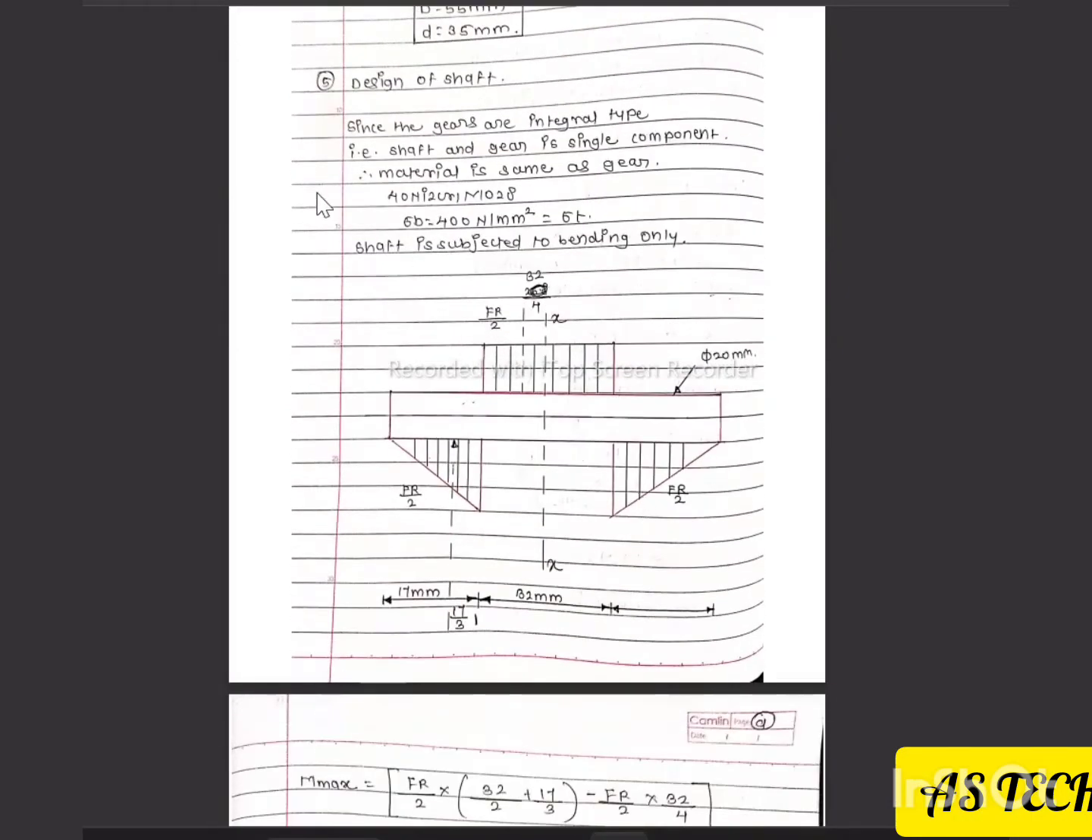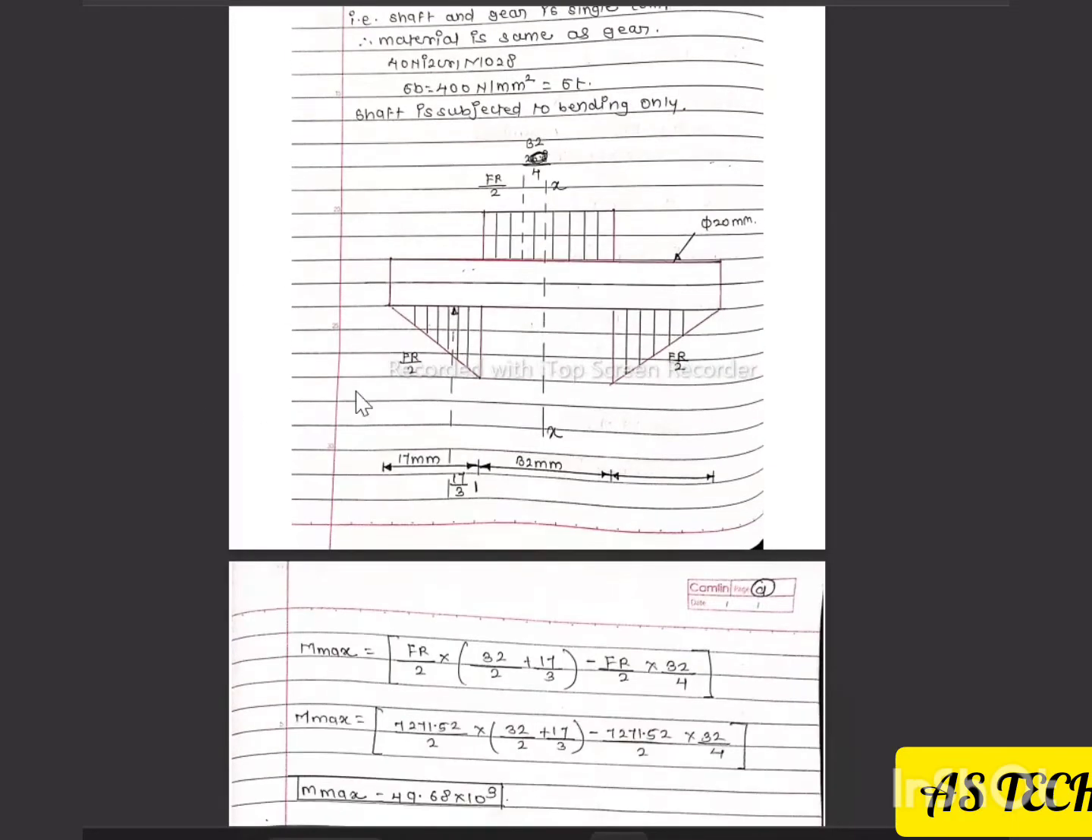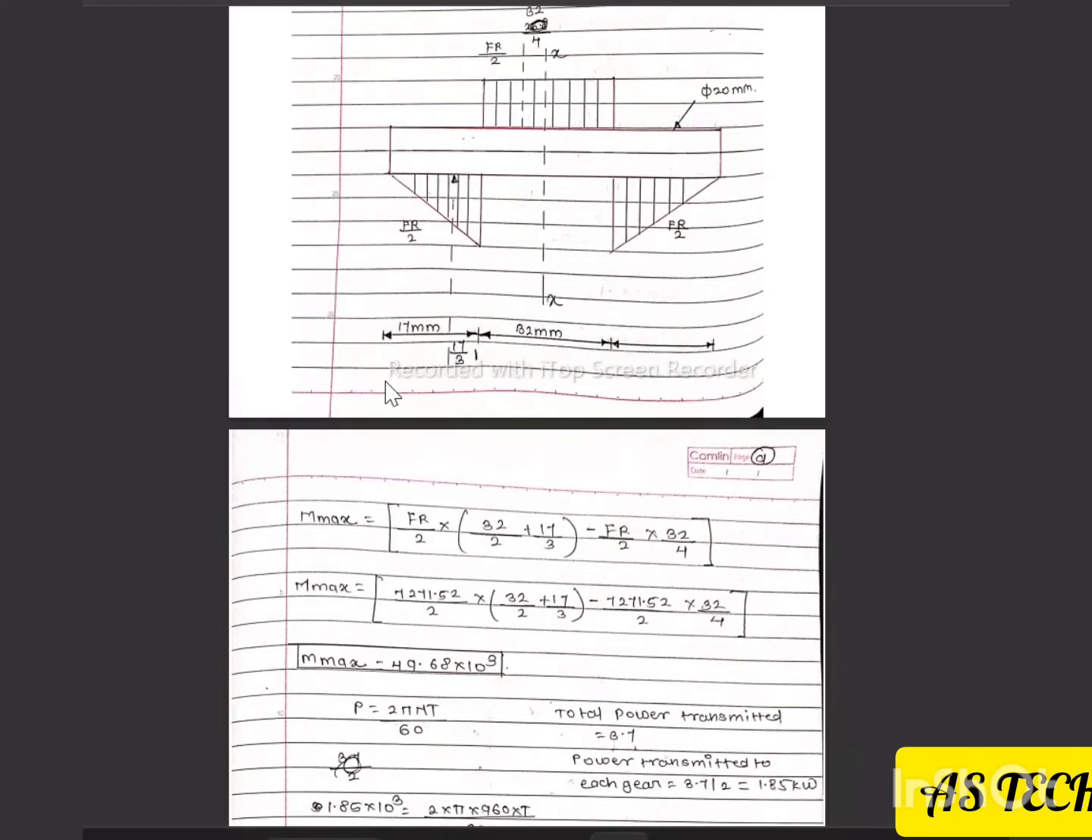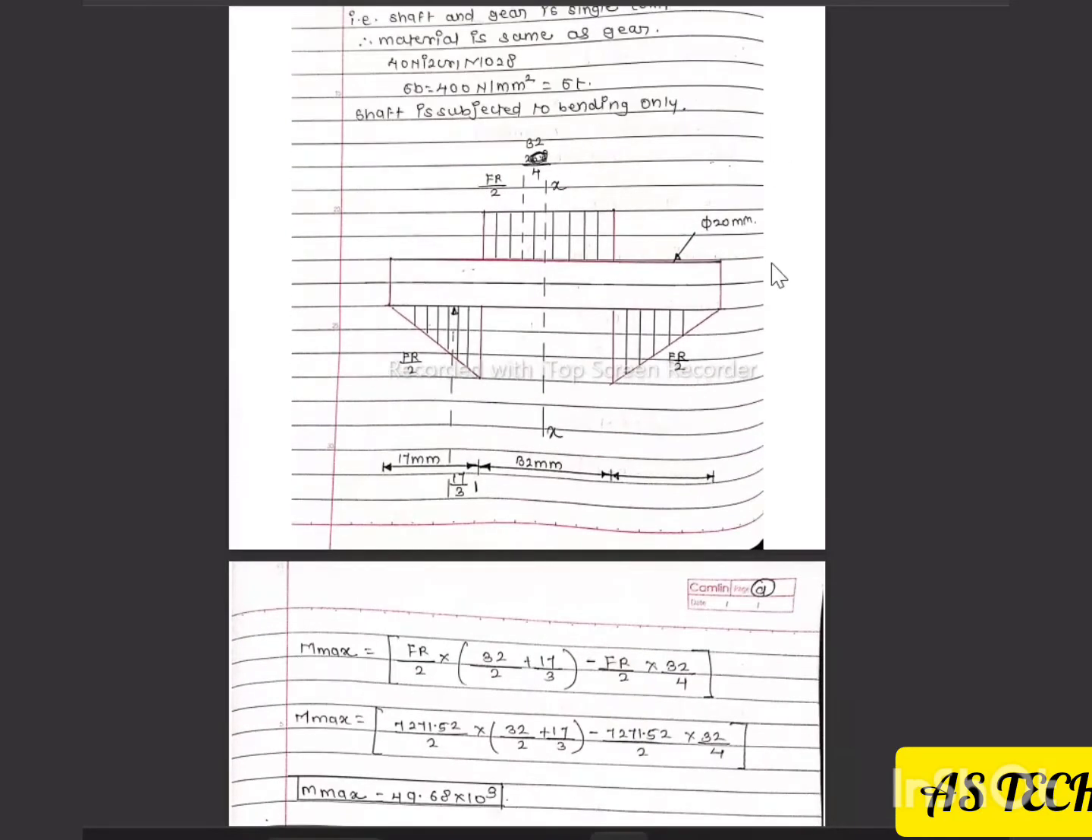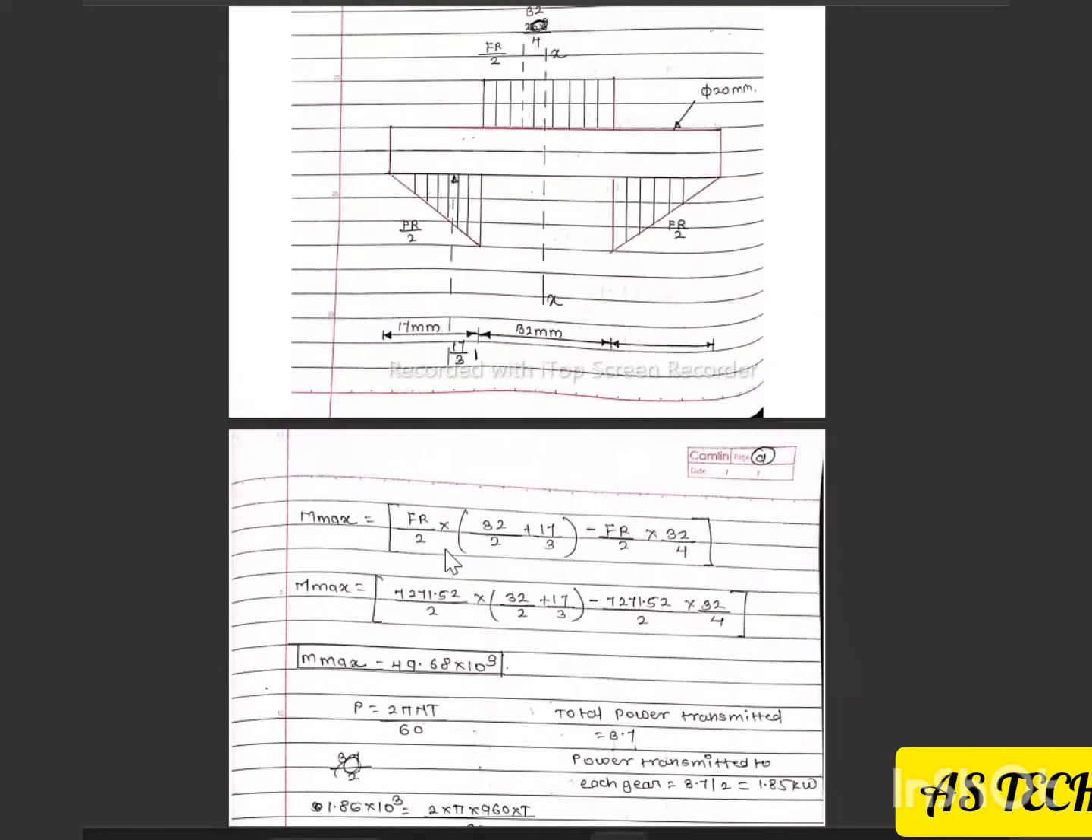Okay, so the next step is design of a shaft. Since the gears are integral type, that is shaft and gear are a single component, the material is the same as the gear, that is 40 Ni2 Cr1 Mo28, sigma b equals 400 Newton per meter square. The shaft is subjected to bending only. So we need to draw this diagram, where the value of B is 32.